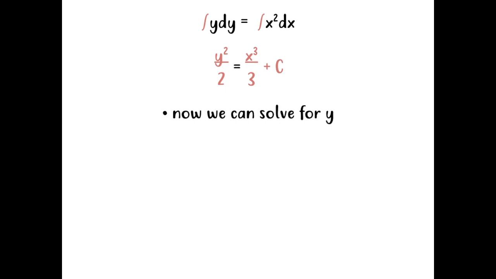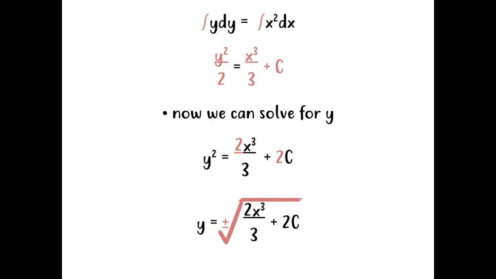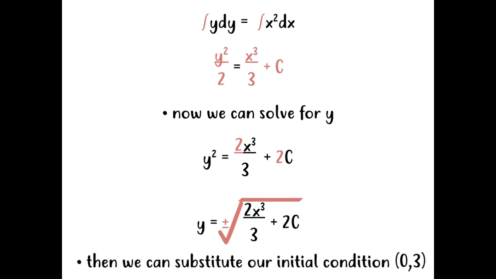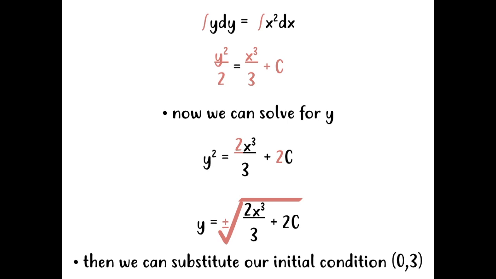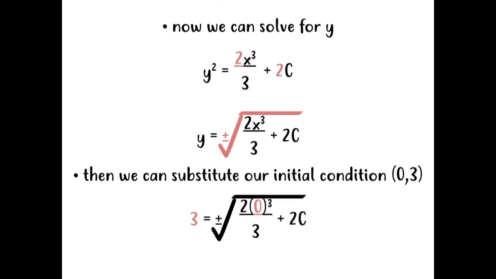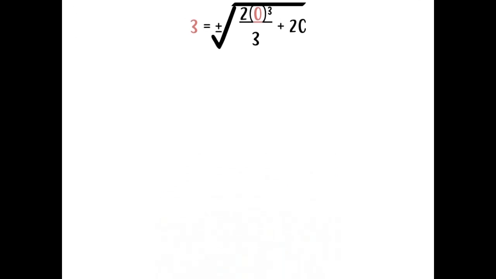So we're going to multiply 2 to both sides, and then we are going to square root. So we're going to get y equals plus or minus the square root of 2x cubed over 3 plus 2c. Then we can substitute our initial condition (0, 3). When we do so, we will get 3 equals plus or minus the square root of 2c, and then we can square both sides and get 9 equals 2c, and c equals 9 halves.